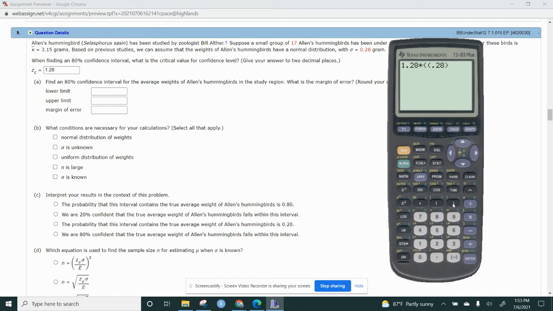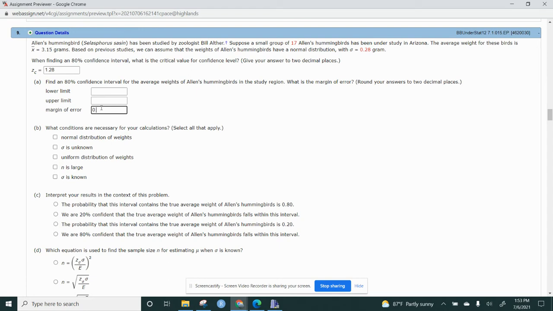I'm going to put my population standard deviation on the top, and I'm going to divide it by the square root of my sample size, which was 17. And I close those parentheses and I close it again and I get 0.0869. And this one only wants 2 decimal places, so we're going to round it up to 0.09. Okay, so that is going to be my margin of error.